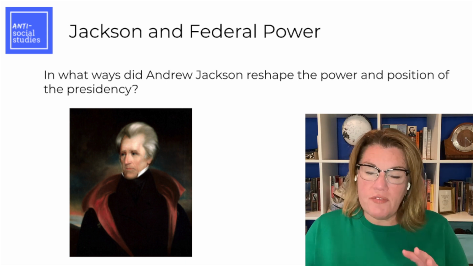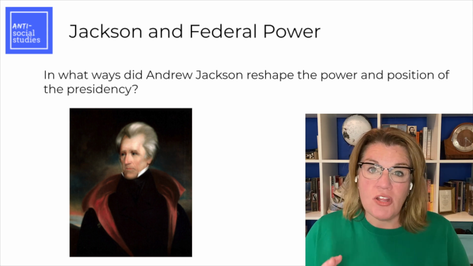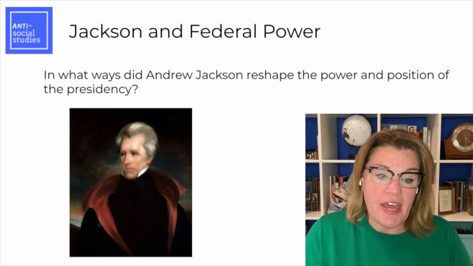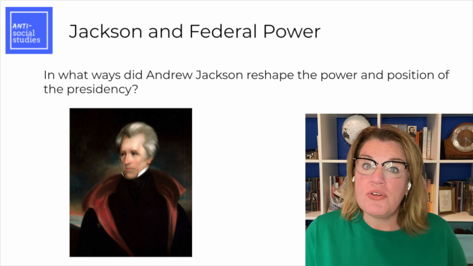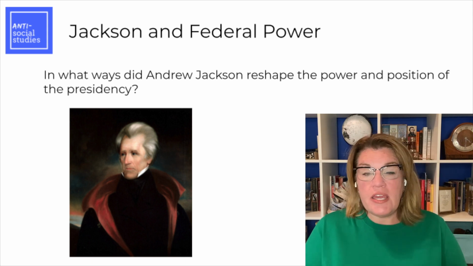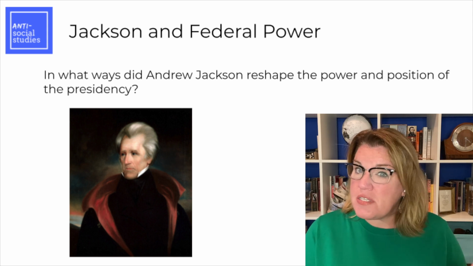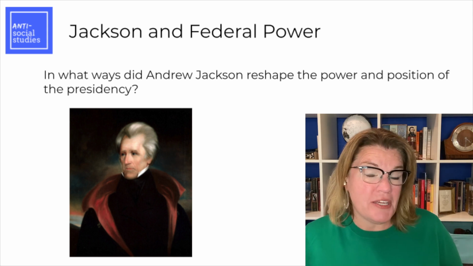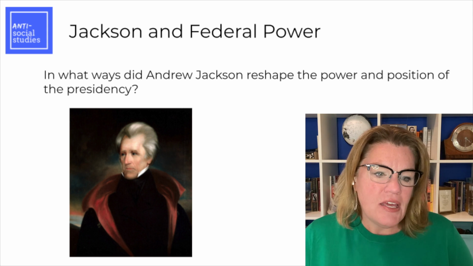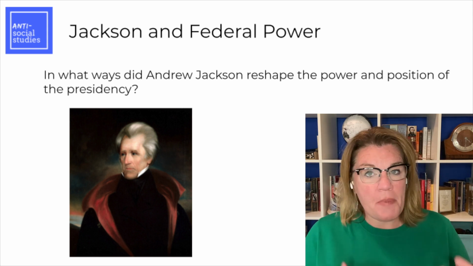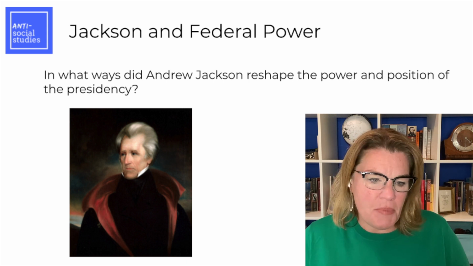Andrew Jackson is one of those presidents that's really pivotal in changing the position of the presidency. How did he change that? How did he reshape the powers given to the president? How did he assume powers in the Constitution that may not have been explicitly given, but they weren't prohibited? So Jackson played on that. What are political party differences, again, regarding the role and the power of federal government in people's lives?